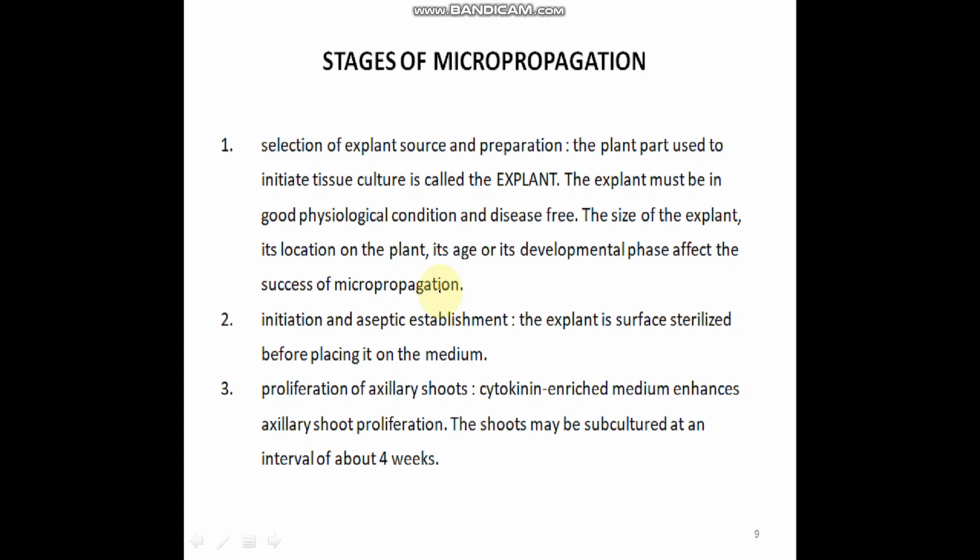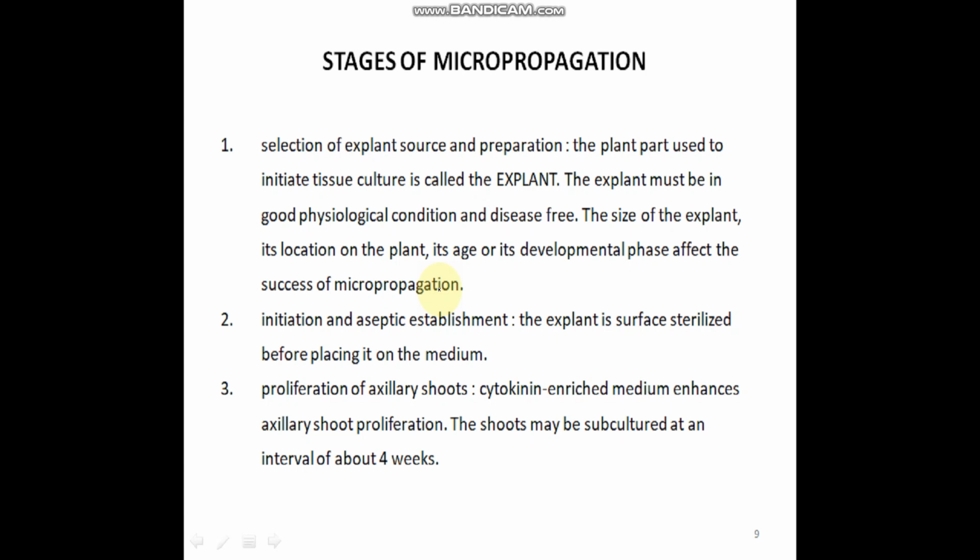Next thing, surface sterilize, which is you wash it with Clorox, you wash it with ethanol. This is such as the procedure when you are going out during the MCO. After you go home, you will wash your hands with hand sanitizers. So this is the same thing. You have to surface sterilize your culture before you put it into the medium.